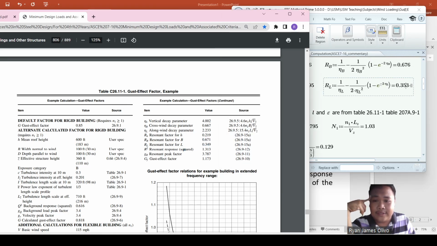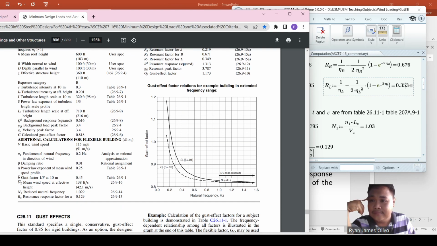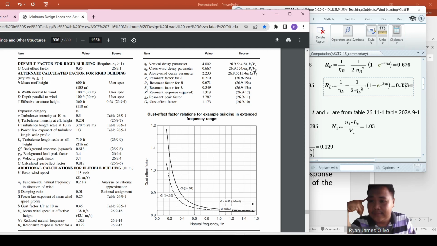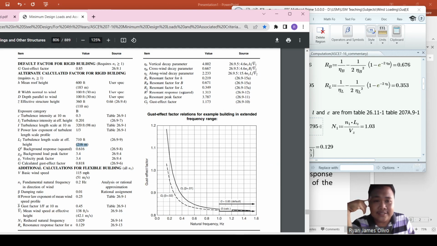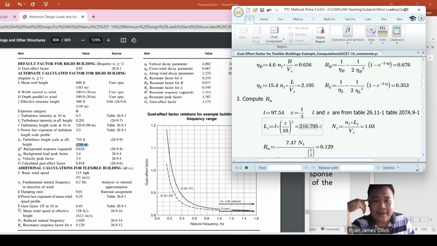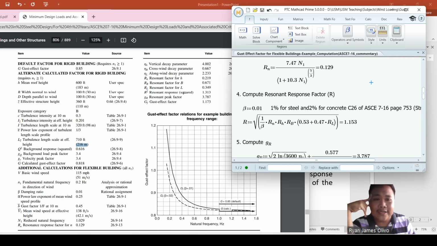Then our L. Where's the L? So it's given 97.54. Our power law exponent is 1/3. This can be seen from Table 26.11-1. Then our turbulence length scale is 216 meters. So it's right. This is 216.795. Then we go to the resonance factor.